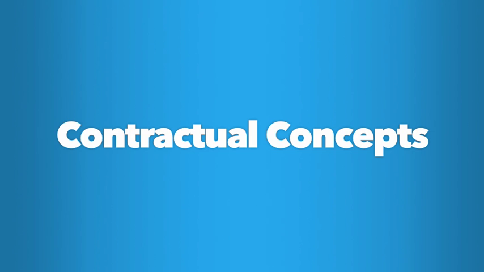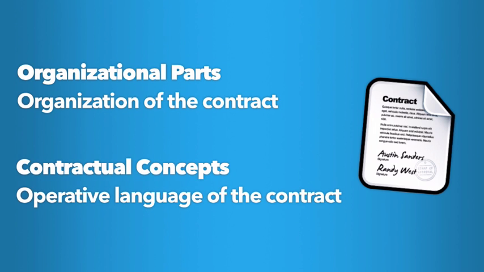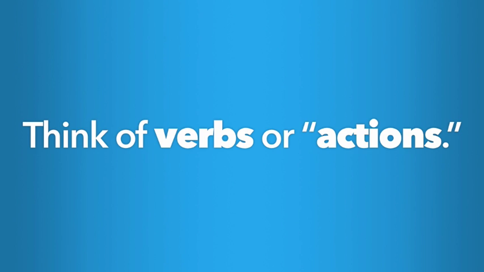The contractual concepts. The parts of a contract make up the organization of the contract, but the contractual concepts consist of the operative language in a contract. These are the words that create contractual rights and obligations, are the basis for contractual liability or authority, and set out policies for regulating the contractual relationship. An easy way to think about the concepts is to associate them with verbs or actions. Just as every sentence must have a verb, every sentence in a contract contains at least one of these concepts.